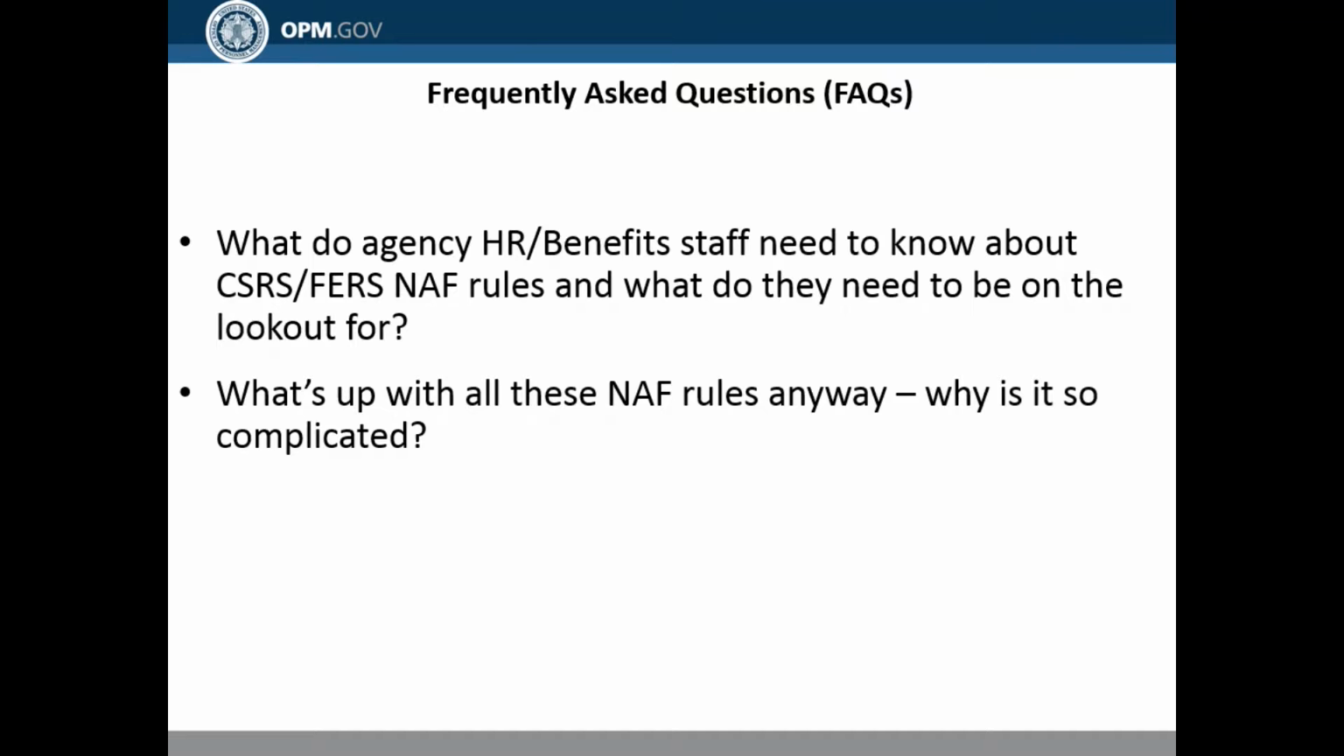Also, what does HR staff need to know? That's really where this is all going to start. When you start reviewing somebody's OPF, whenever you start doing an annuity estimate, HR staff are really going to need to know what to be on the lookout for and what to identify. So we're going to talk about that.